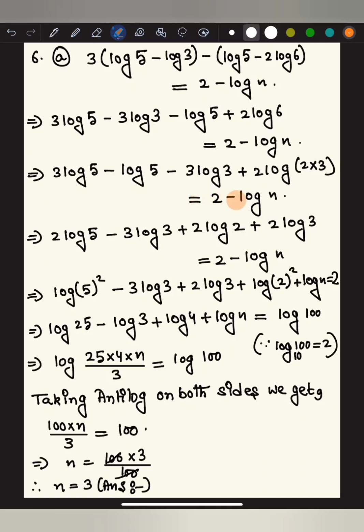Which is equal to 2 minus log n, which implies 3 log 5 minus log 5 means 2 log 5, okay, minus 3 log 3. Now I have just separated this, so 2 log 2 into 3 becomes 2 log 2 plus 2 log 3, which is equal to 2 minus log n, which implies this 2 log 5 means log 5 square, minus 3 log 3 plus 2 log, this will be what?